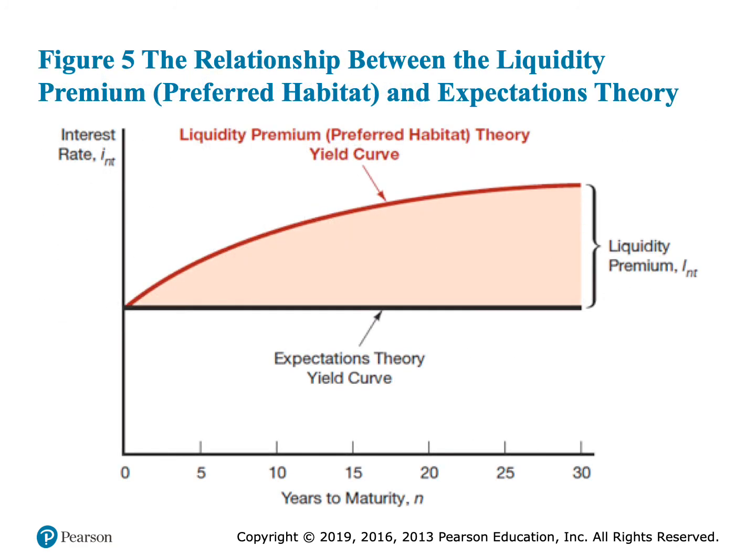This is a diagram that sort of expresses what's going on there, right? If interest rates are expected to stay constant over 30 years, then the expectations theory yield curve would be flat, right? But if we add the liquidity premium in, and if we assume that that liquidity premium grows the longer the maturity of the bond, so that liquidity boost is bigger for a 15-year bond than it is for a 5-year bond, right? Then we should see an upward sloping yield curve.